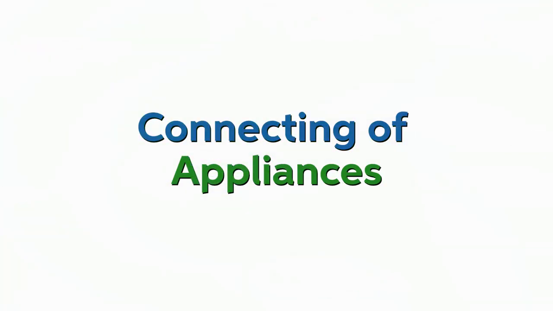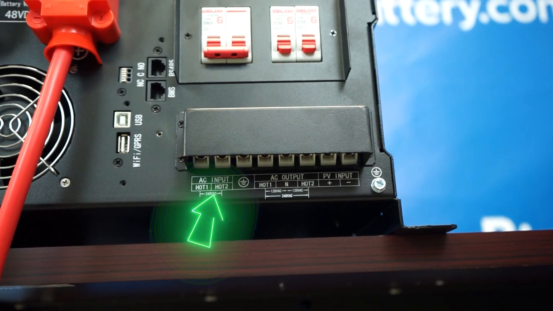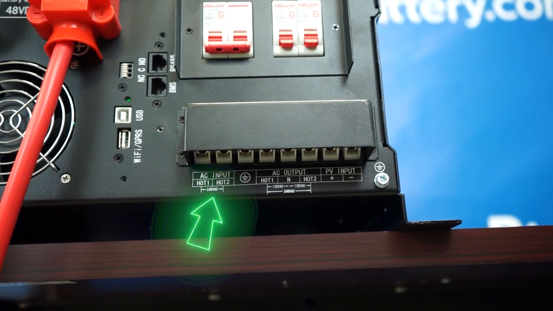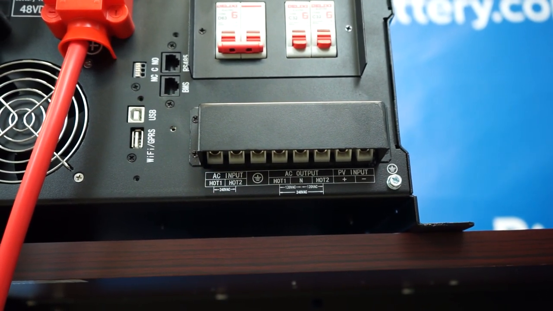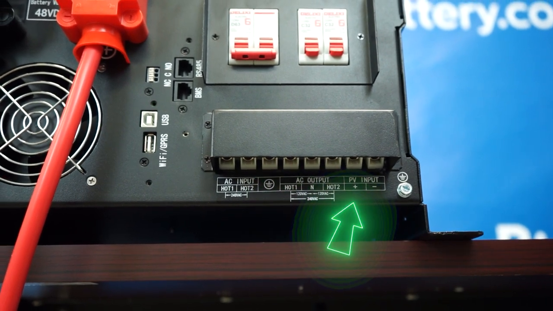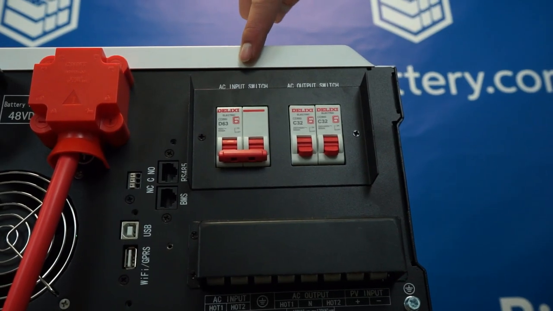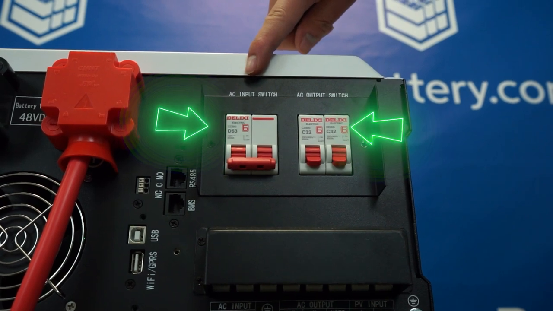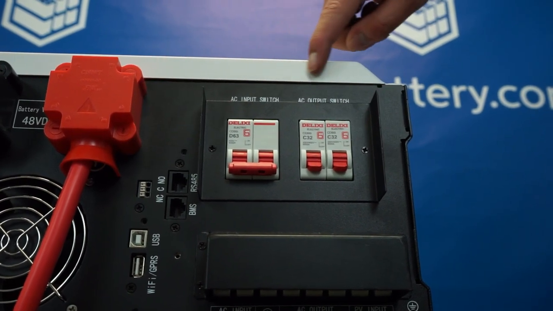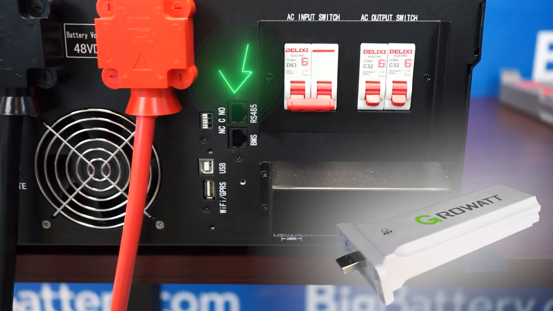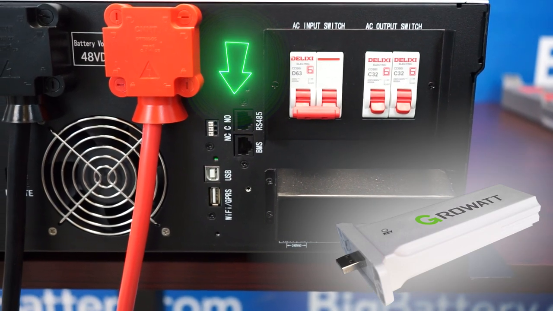Lastly, let's review the connection of your appliances. On the bottom of the inverter, we have our AC input for grid connections, and next to that we have our AC output and our PV input. Above that, we have our AC input and output switches, where we're able to turn on and off our AC power. And lastly, we have our connections for Wi-Fi or GPRS monitoring.